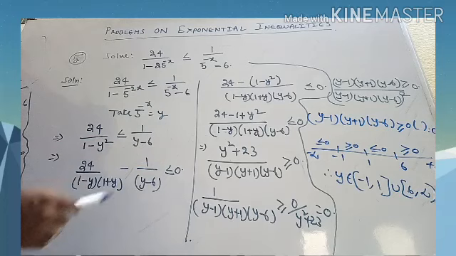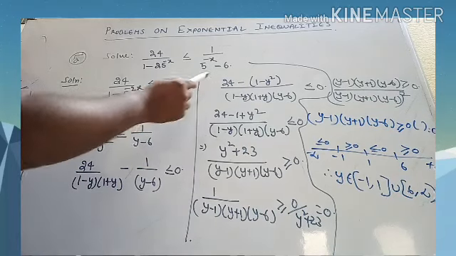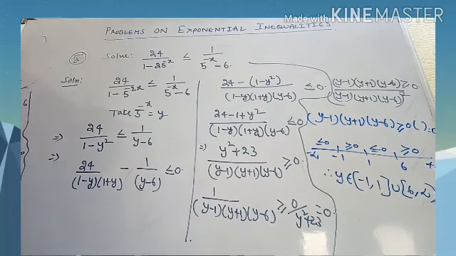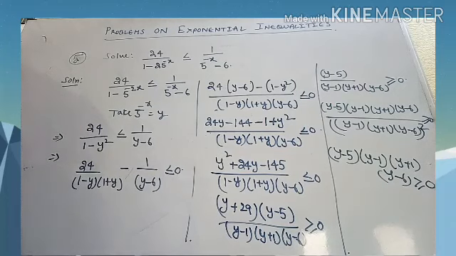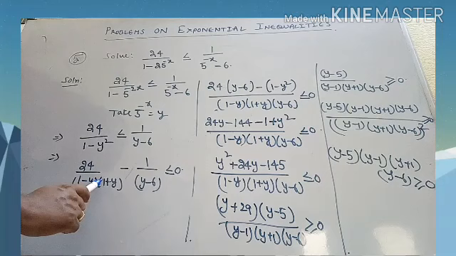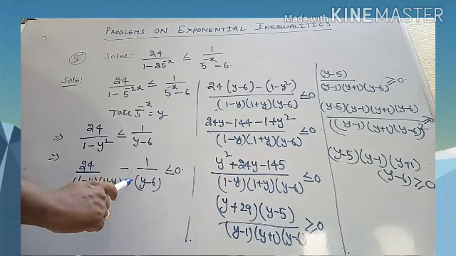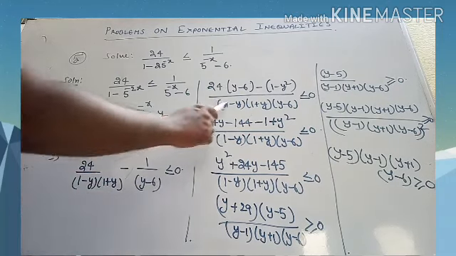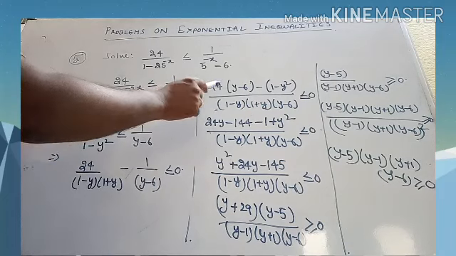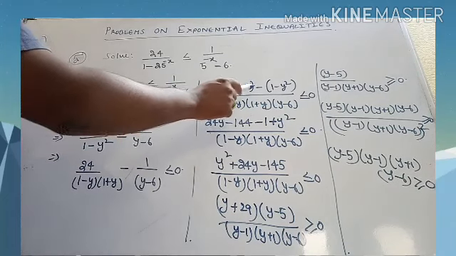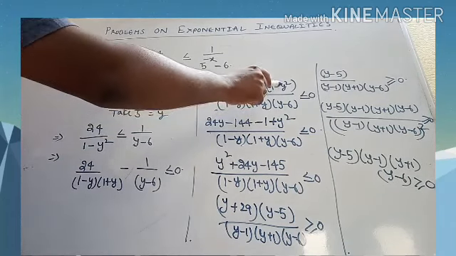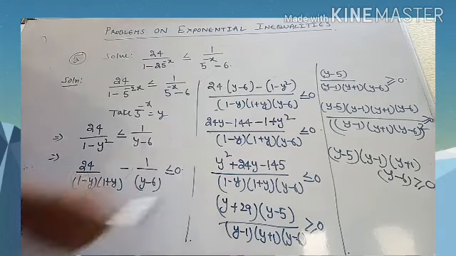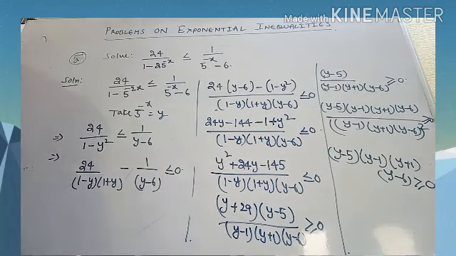Right? This is the LCM. Now you will get this here, right? Now let us take the LCM here. The LCM is (1 minus y) into (1 plus y) into (y minus 6), right? And this is now 24 times (y minus 6) minus (1 minus y square) lesser than or equal to 0. We just took the LCM part.